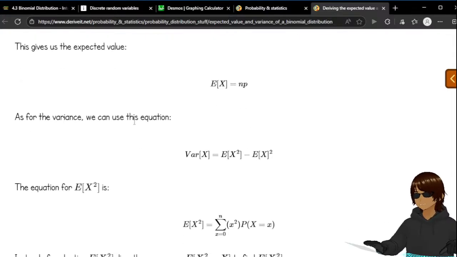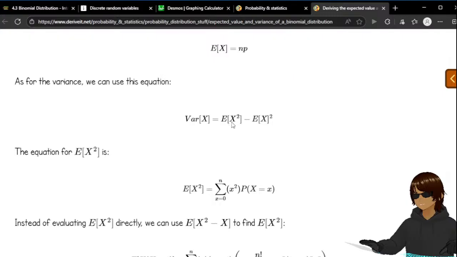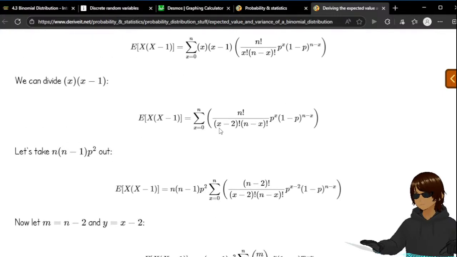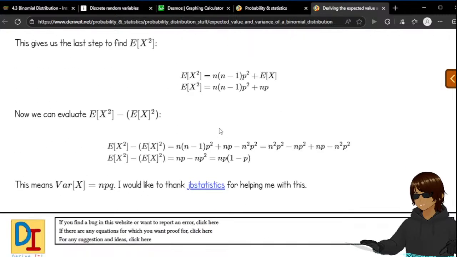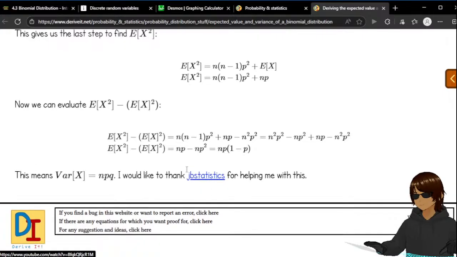As for the variance, we can use this equation, or we will learn this one later. The variance is E of x squared minus E of x, squared. And then we get np times 1 minus p. I should add a link to this guy's video as well. This is where I got this proof from.